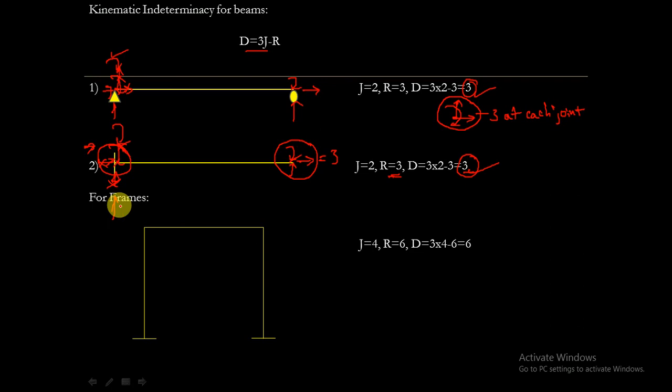Coming to the frames, let us see the kinematic indeterminacy. For the frames also, for each joint there will be 3 degrees of freedom. There are 4 joints in total, therefore the number of joints equals 4. There are 6 reactions, so 3 into 4 minus 6, that is, the kinematic indeterminacy or degree of freedom will be 6 for this frame.